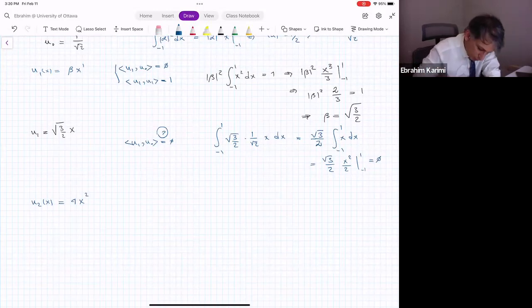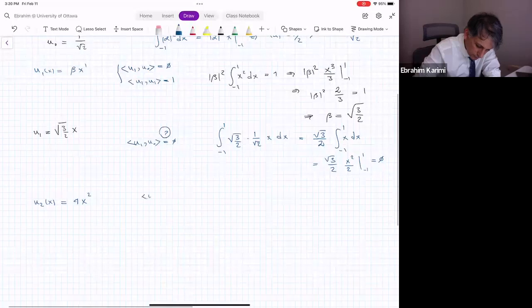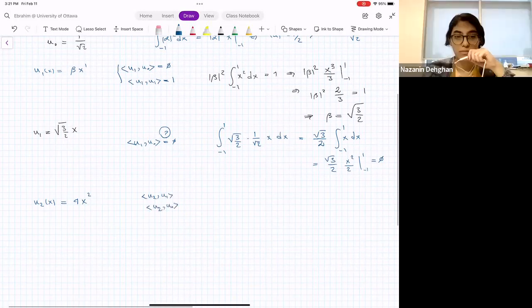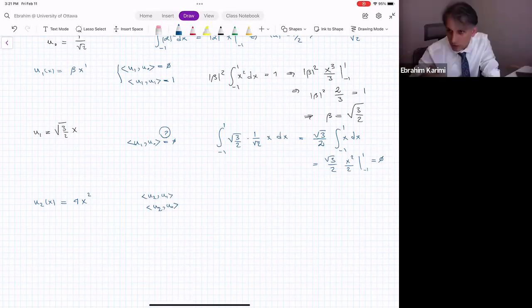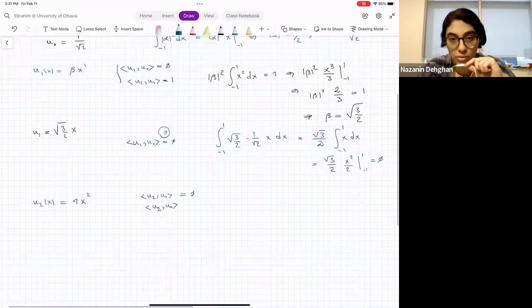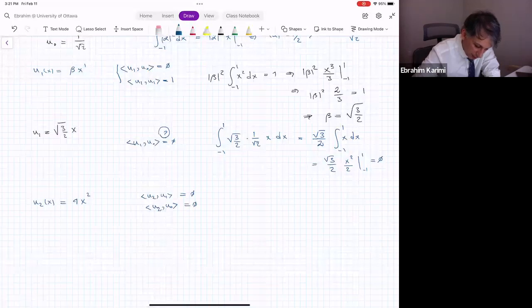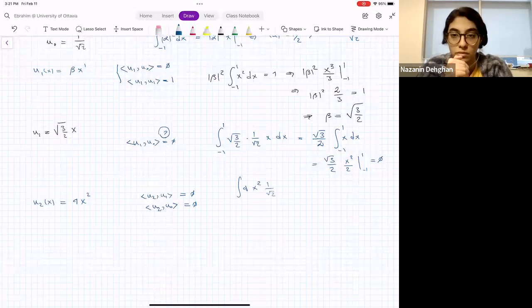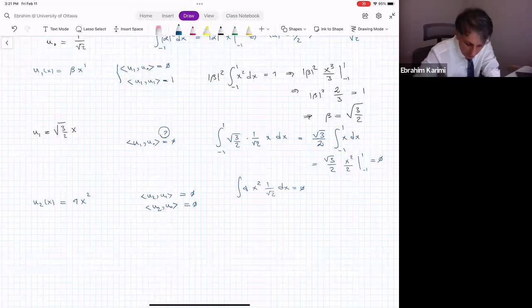So I will ask Nazanin to help me. What should be the U2 relation with U1 and U0? So we write the integral from... No, in general, what should be the relation between these two? Oh, they have to be 0 because they're orthogonal. Exactly, exactly. So let's do the mathematics, and what you will get is the integral of gamma x power of 2 times 1 divided by square root of 2 dx should be equal to 0. That is what you have for u0. Integral of gamma x power of 2 times square root of 3 divided by 2 of x dx should be equal to 0. Right?